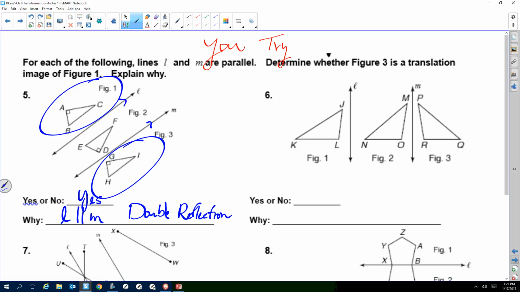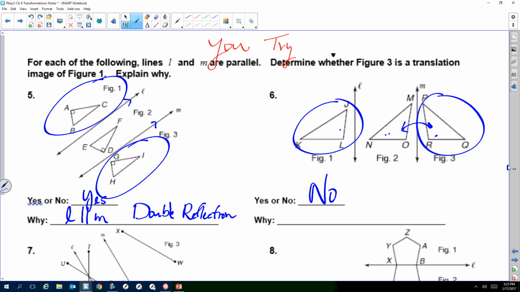All right, what about 6? Comparing 1 to 3. Would that be a translation? No, this is a no. Because it flipped. Figure 3 is a reflection of figure 1. 2 and 3 are reflections, but 1 and 2 are not. You have to have a double reflection. Okay?